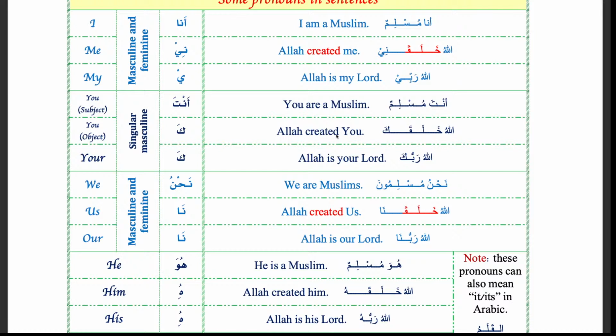Clear? Now this you here in Arabic is ka. So Allahu khalaqaka. Right? Allah created you. Now you have the your. Your, Allah is your Lord. Allahu Rabbuka. So now note for the Arabic, these two are the same. Right? Allah created you. Allah is your Lord.